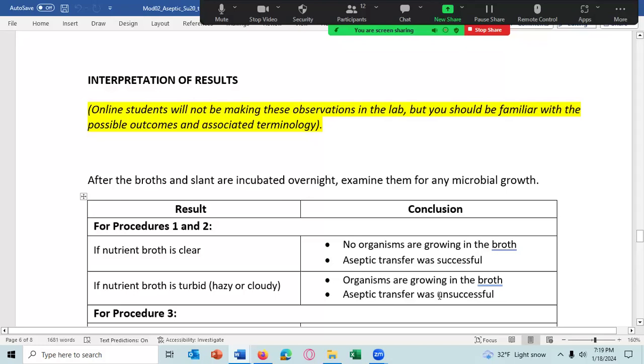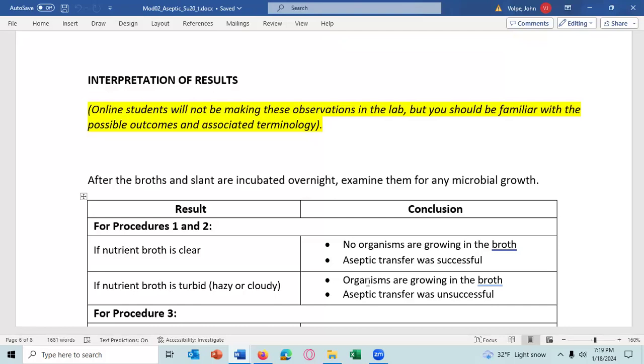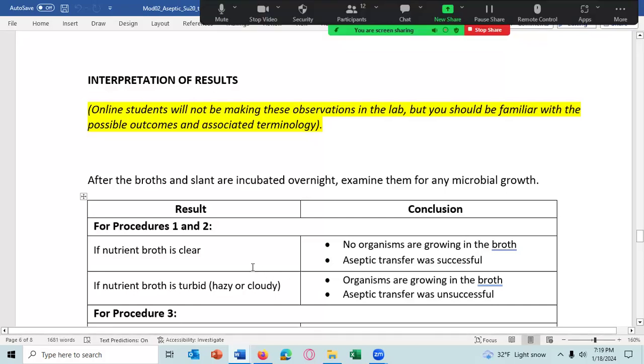You must use this table to answer some of the questions in this lab, and your answer has to be worded similar to the wording in the table. Like for procedure 1, you have to say whether the broth is clear or turbid, hazy, or cloudy. And in the conclusion, you have to discuss whether the organisms are growing in the broth or not, and whether aseptic transfer was successful or not. Any question about any of that?